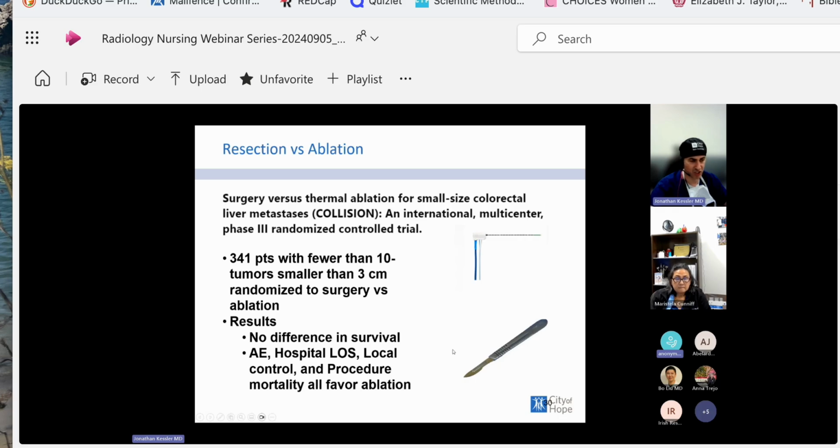So this is starting to change the thinking a lot around this. I think this trial, along with others that are coming out, we're going to start to see our ablation volumes increase even more, because again, it's showing us what we pretty much already knew, that putting a little needle into a tumor and burning it is a lot safer and better for patients than cutting them open and cutting out big pieces of their liver.